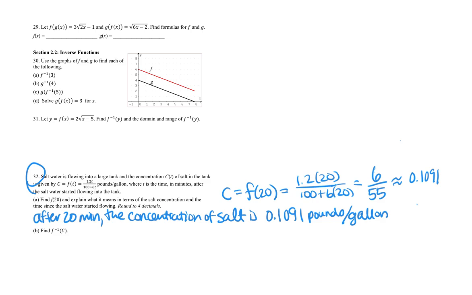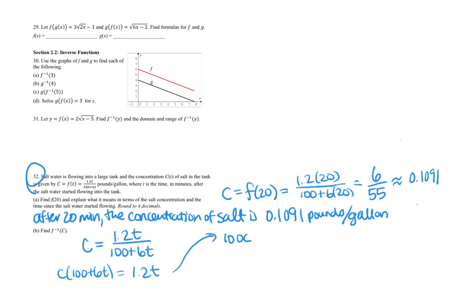Okay, and then it says find f inverse of C. Okay, and so if this is C equals 1.2t over 100 plus 6t, I can multiply that over. So I get, sorry, let me do the work down here. So I get C times 100 plus 6t equals 1.2t. Then I can distribute that over. So I get 100c plus 6ct equals 1.2t. Now, what am I solving for? I'm solving for t here.